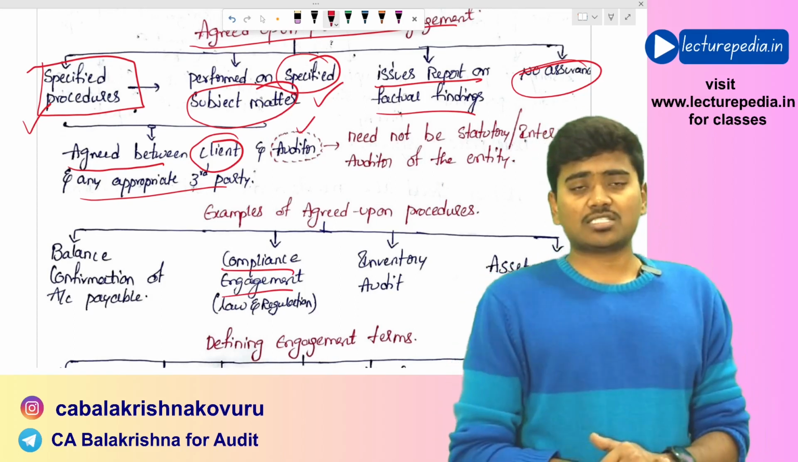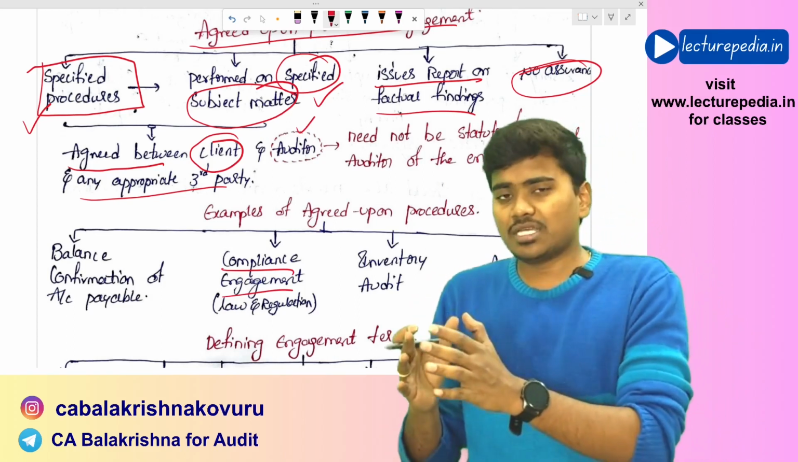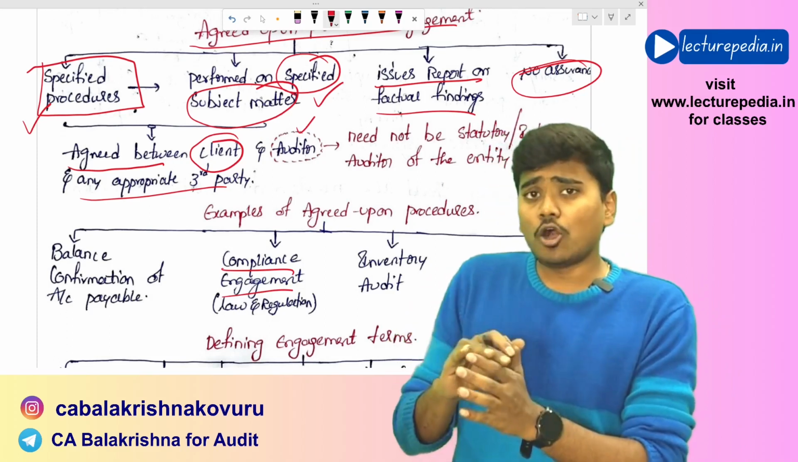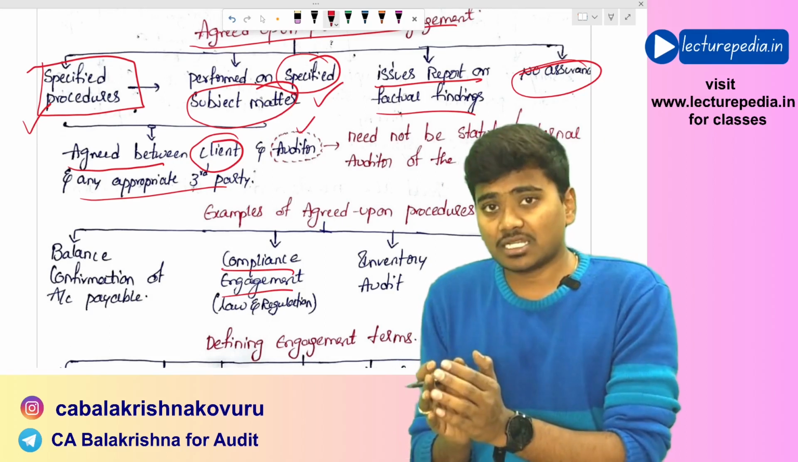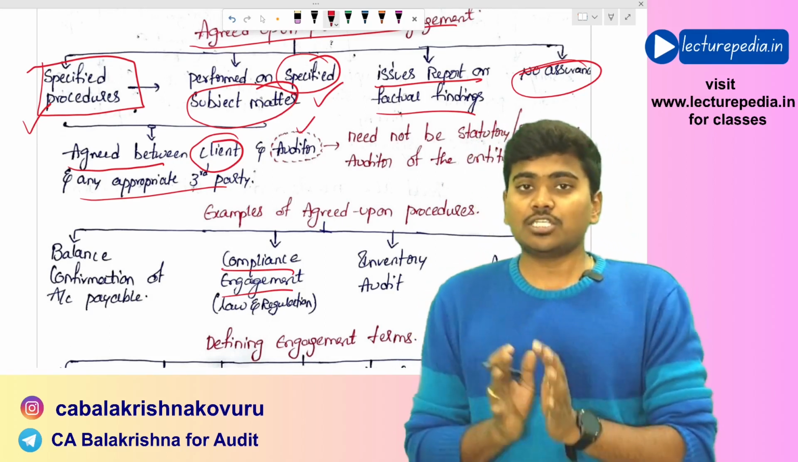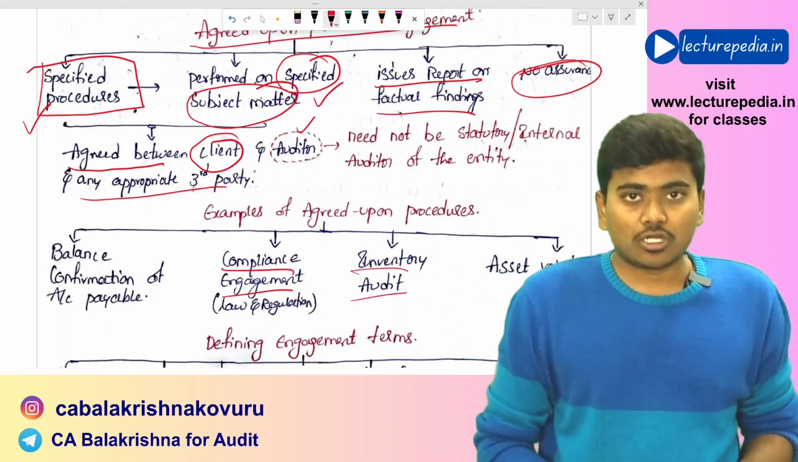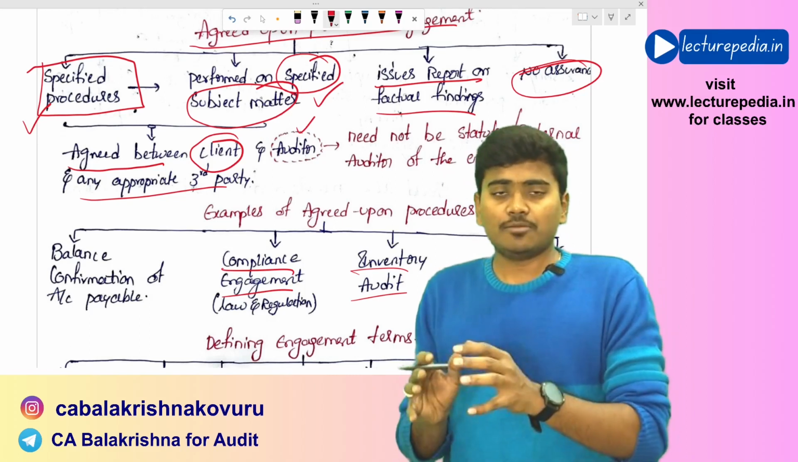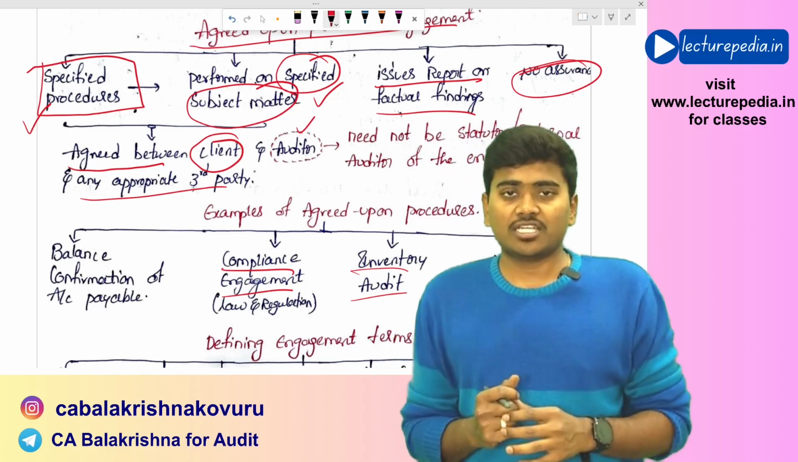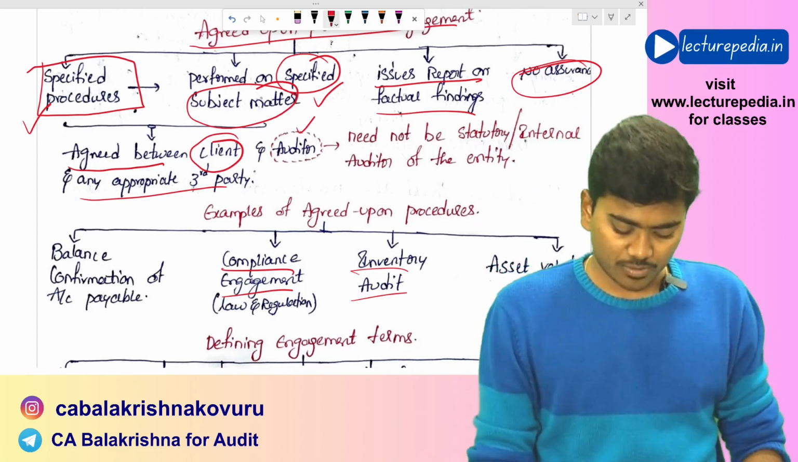Next, compliance engagement. This is also an example of an agreed upon procedure. Compliance means there might be a certain law. The auditor might be appointed to verify whether the requirements of that particular law have been followed by the entity or not. This is also an agreed upon procedure. Or inventory audit: he might be appointed just to conduct a physical audit of inventory and give a factual findings report to the management. This is also one of the agreed upon procedure engagements. Asset valuation.